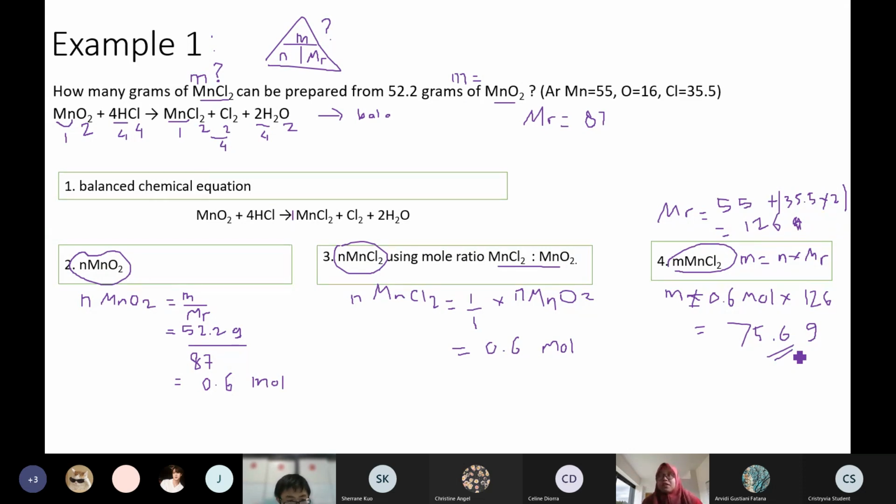If we know the mass, it can be from reactants or from products. From mass to mass, we use these equations. We use the simple triangles: mole, mass, and Mr. Okay, understood? From mass, from reactant or products. Do you have any questions? Can we go to the next slide? Yes, miss.